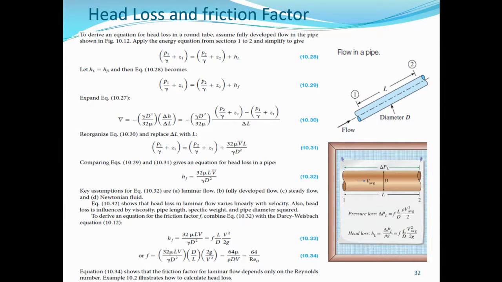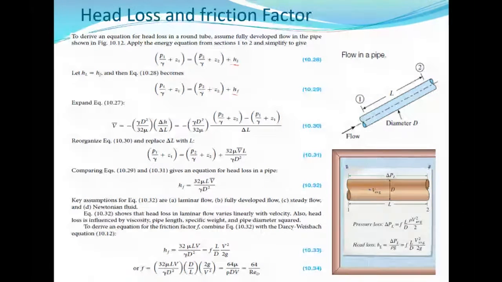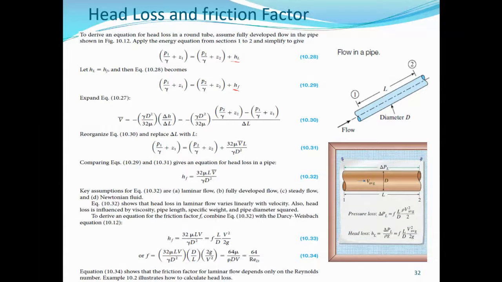Now, head loss and friction factor. We explained how to derive the equation for head loss in a round tube. We assume fully developed flow and we apply the energy equation. We don't have a pump or turbine, and the velocity head will cancel because the velocity is constant. So we have the head loss, which we replace with the frictional head loss, HF.